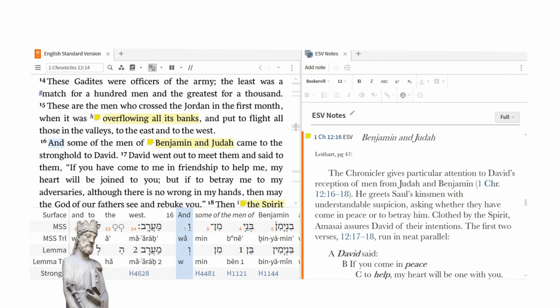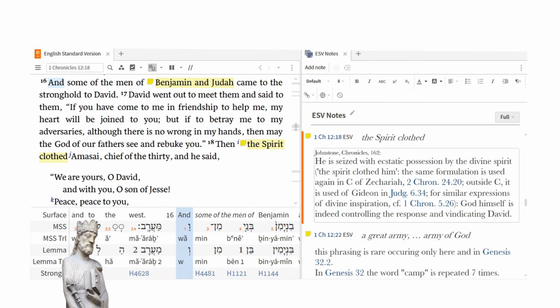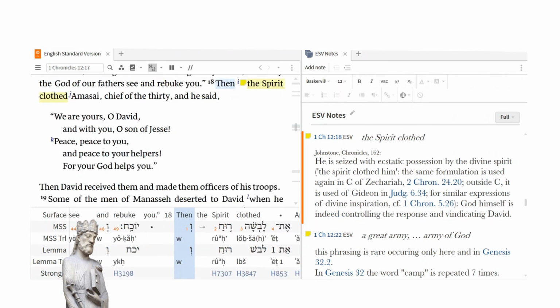Continuing further down, again, you have people defecting over, specifically Benjamin is mentioned. Again, this is Saul's kinsman. And of course, David, as such, is a bit skeptical of them. And it says here that the Spirit clothed Amasai. And he says, "We are yours, O David, and with you, O son of Jesse. Peace, peace to you, and peace to your helpers, for your God helps you."